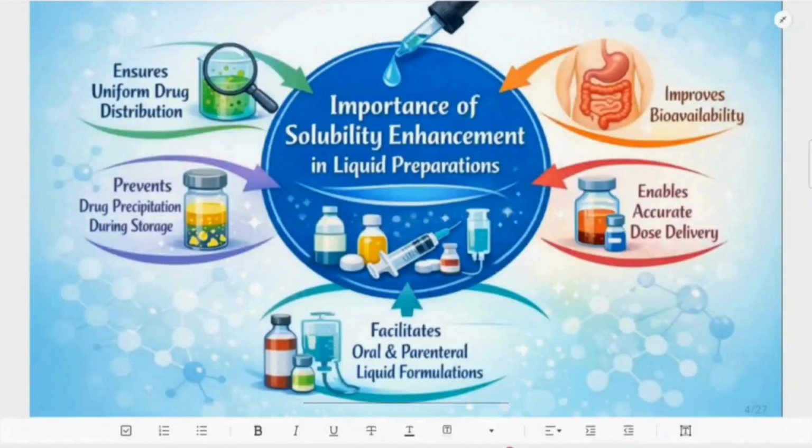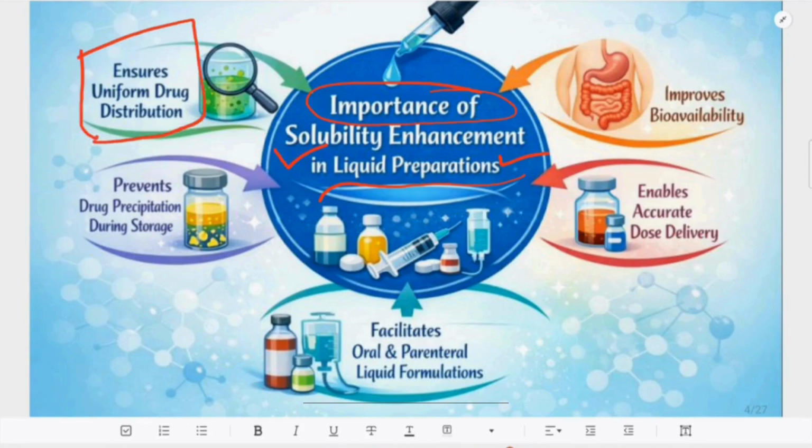Now, what is the importance of solubility, especially in liquid preparations? Why is solubility more important in case of liquid preparations? Because of the following reasons. It will ensure uniform drug distribution throughout the liquid phase. If this is the liquid phase, then there is a uniform distribution of the drug throughout the liquid phase.